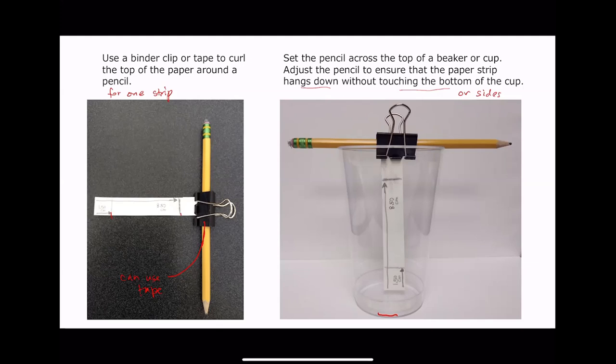I'm going to show you actually using some tape. I'm going to use some tape on this one. It doesn't have to be tight. What's most important is that the paper doesn't touch the sides or the bottom of the cup when you test it. Tape actually works really well.